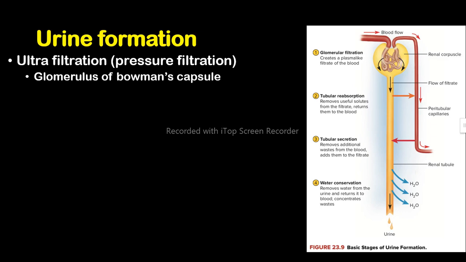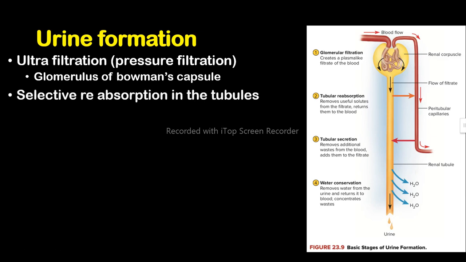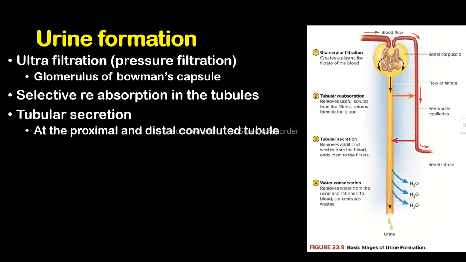The first one is ultrafiltration. You can call it glomerular filtration, and it takes place in the renal capsule, or you can call it the Bowman's capsule, but to be specific, in the glomerulus. After forming the glomerular filtrate, you go to the second process, which is selective reabsorption, or you can call it tubular absorption, and it takes place throughout the entire tubes, right from the proximal convoluted tubule up to the distal convoluted tubule.